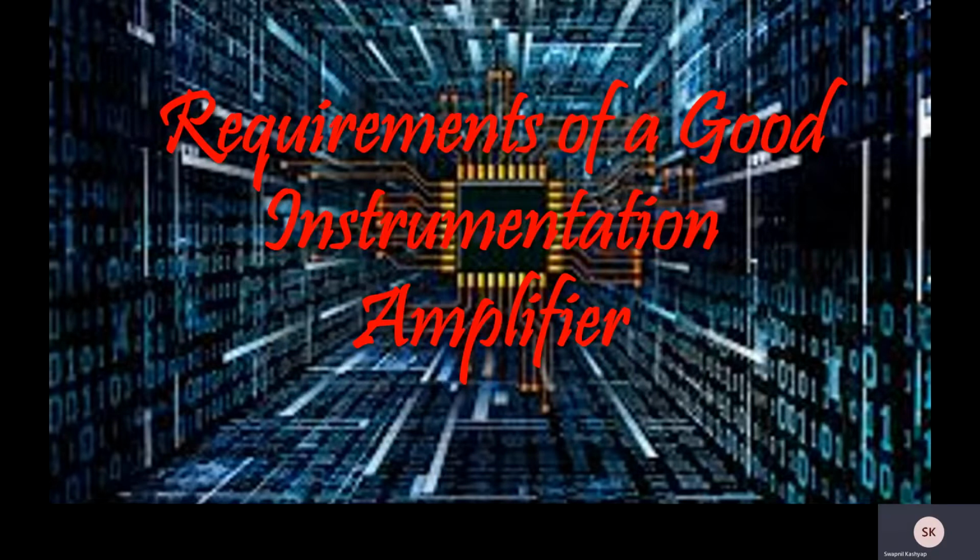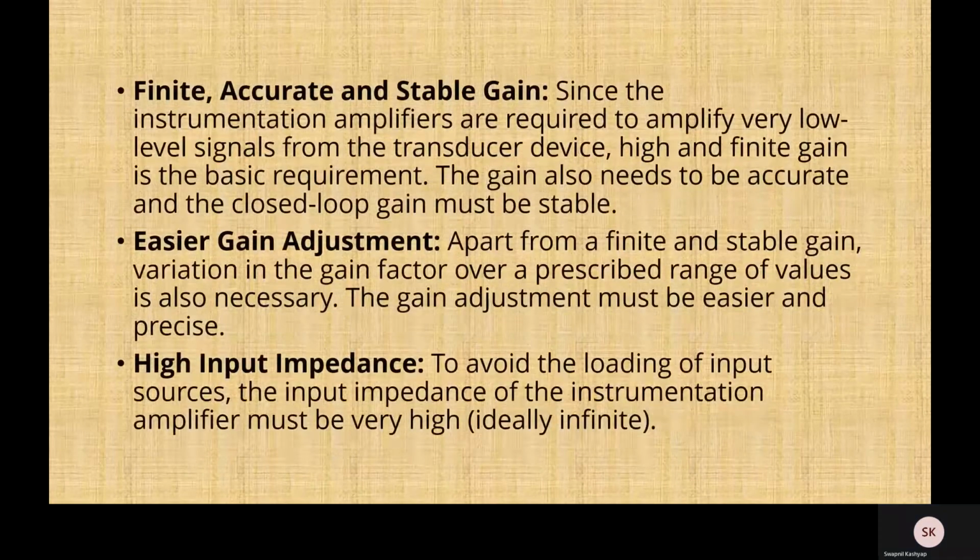So what are the requirements of a good instrumentation amplifier? Finite and stable gain. Since the instrumentation amplifiers are required to amplify very low level signals from the transducer device, high and finite gain is the basic requirement. The gain also needs to be accurate and the closed loop gain must be stable. Easier gain adjustment. Apart from a finite and stable gain, variation in the gain factor over a prescribed range of values is also necessary. The gain adjustment must be easier and precise.